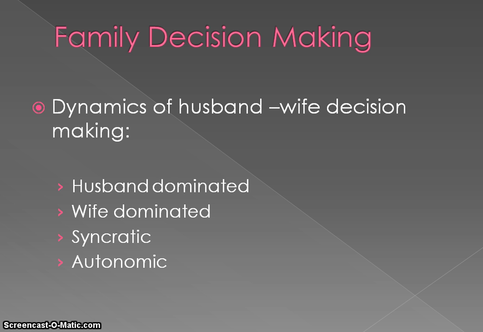If you take any family decision making, you have four types: husband dominated, wife dominated, syncretic, and autonomic. In a husband dominated family, husband will take more decisions, and it will be complied with by the wife. Husband will take more decisions about the assets that need to be bought, vehicles, automobiles, electronic goods, TVs, and other things.